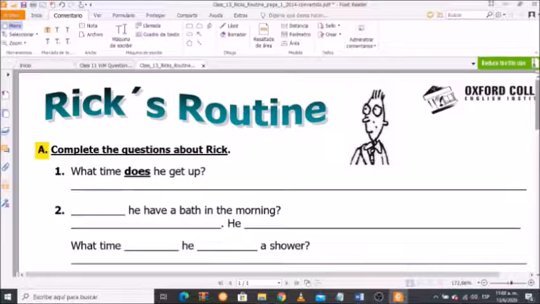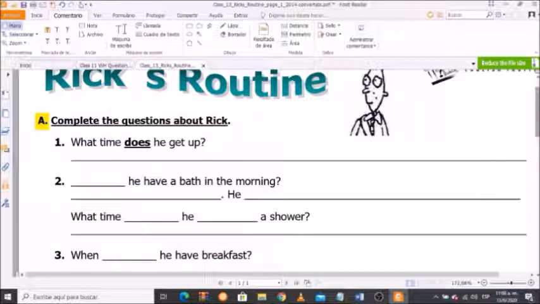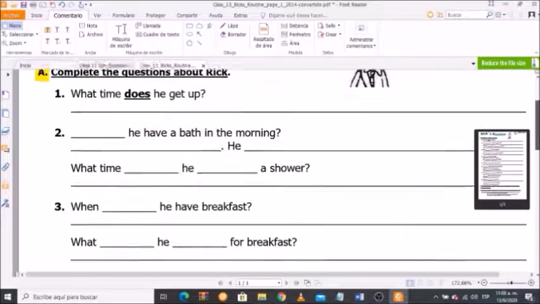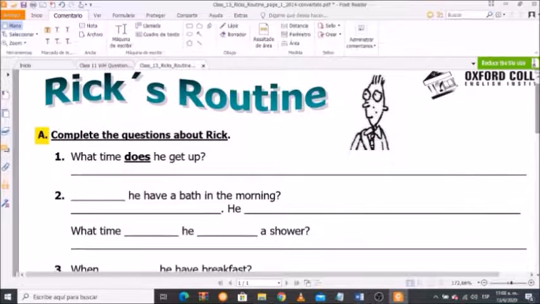And it says, complete the questions about Rick. Entonces, vamos a completar solamente las preguntas sobre Rick. No vamos a responderlas, solamente vamos a completar las preguntas. And it says, what time does he get up?